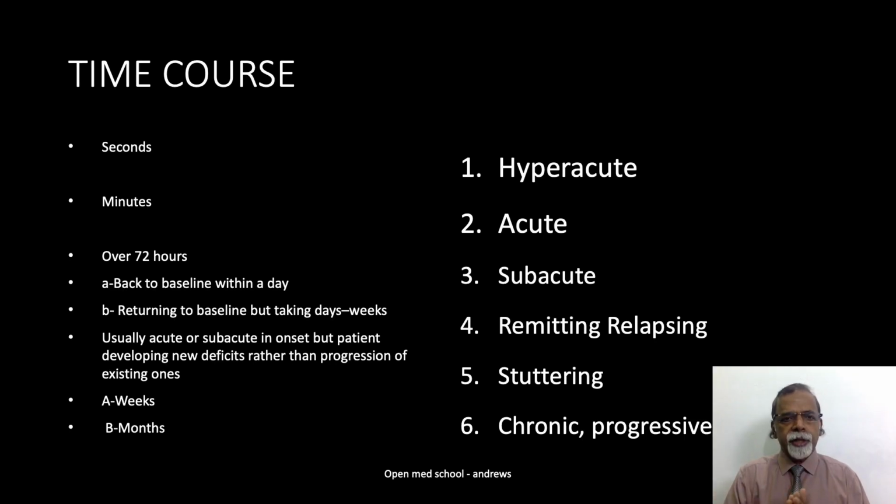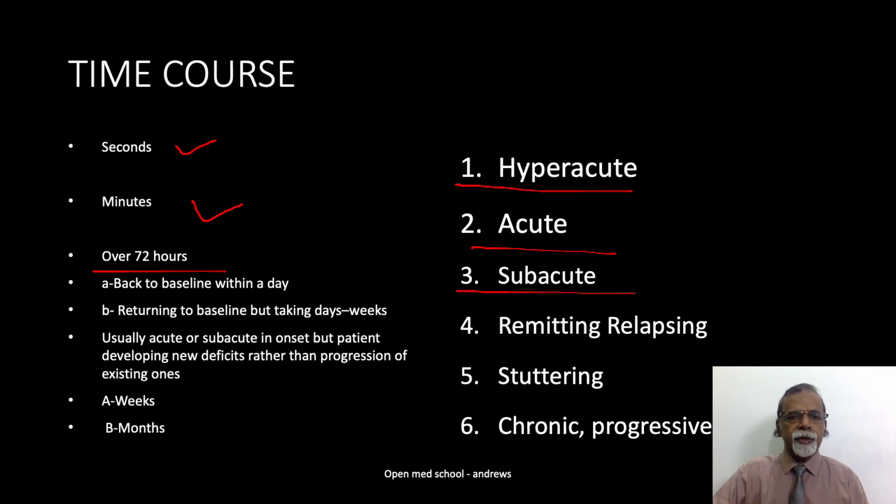So we have discussed the time course of most neurological diseases. It can occur in seconds, which is what we call hyperacute. In minutes it is acute. Over 72 hours, it's a rough guideline only, you can call it a subacute presentation.